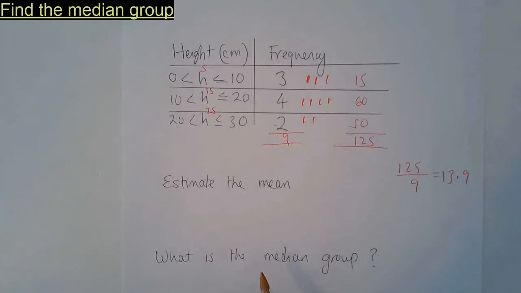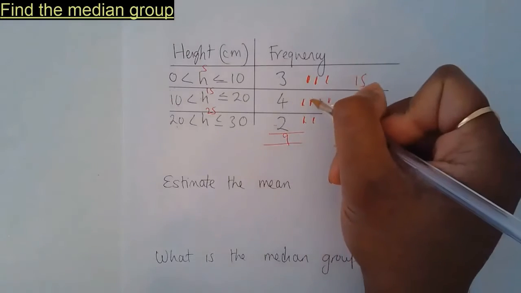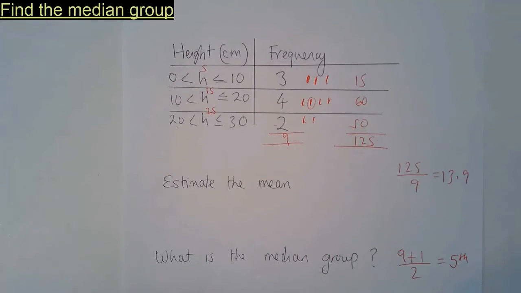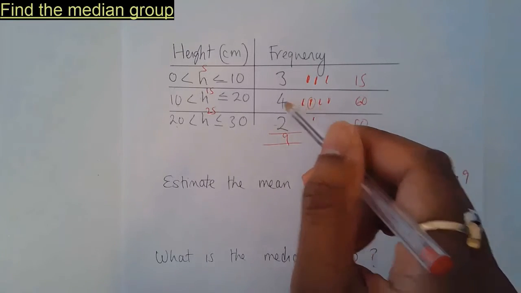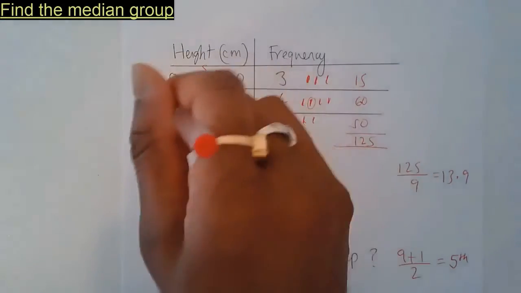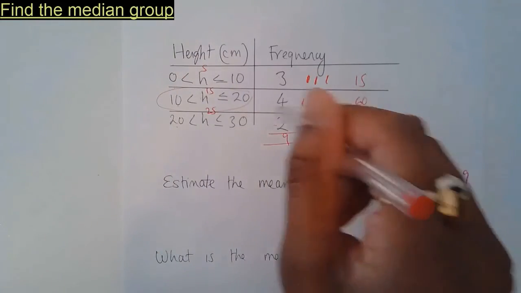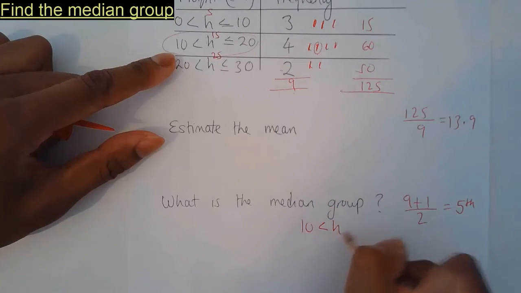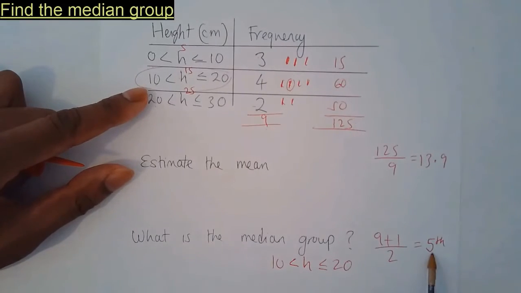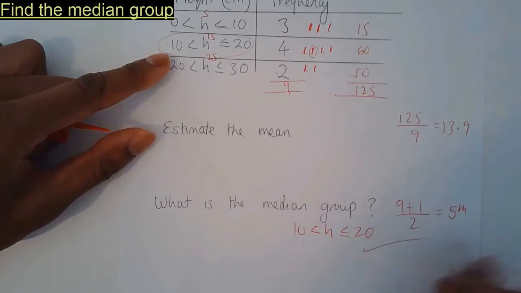Half of 10 is 5. So we did 9 add 1 divided by 2. That was 5. So we're looking for the 5th plant. 1st, 2nd, 3rd, 4th, 5th. That's your median. So the median group is this one. Remember, that plant lies within this group. So that is the answer.